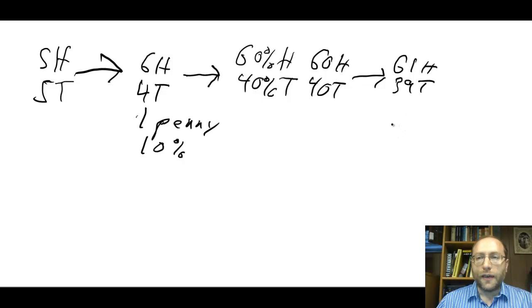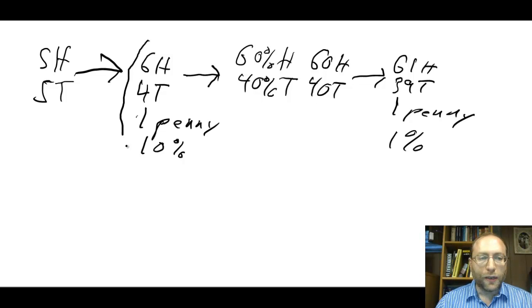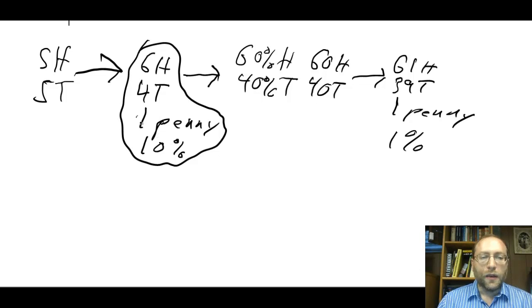So now the error with 1 penny again, instead of being 10%, is now 1%. Here's where you get the power of genetic drift. As the population gets small, like what we have over here, a small change makes a big change in the gene pool.